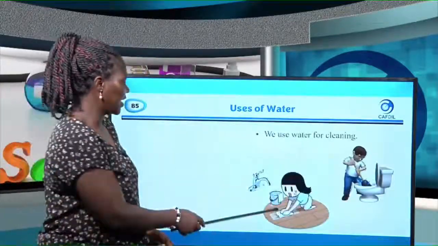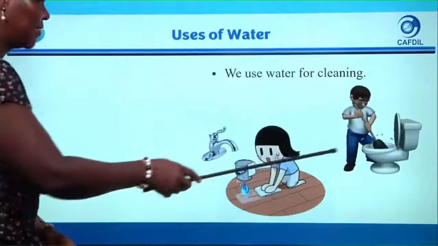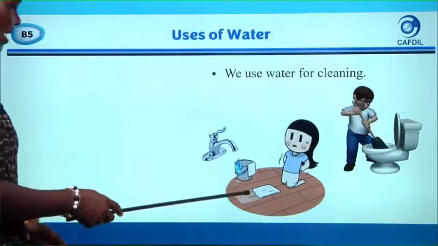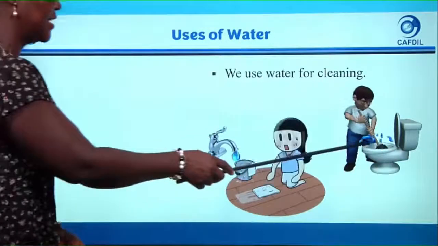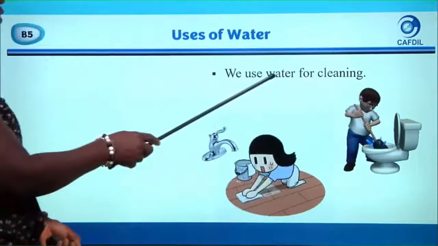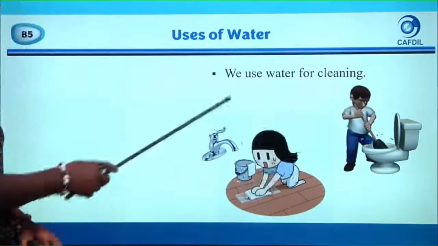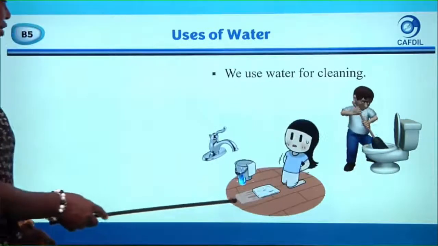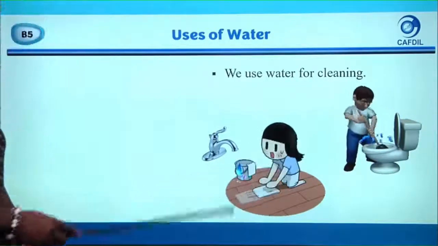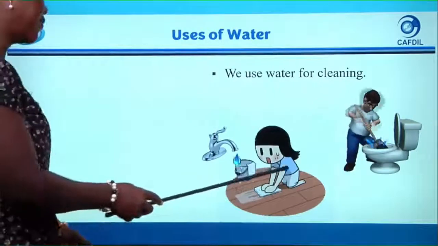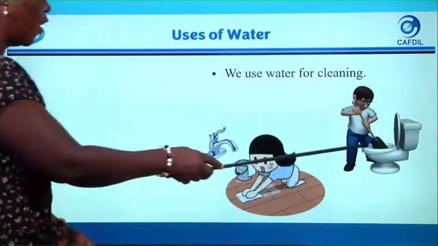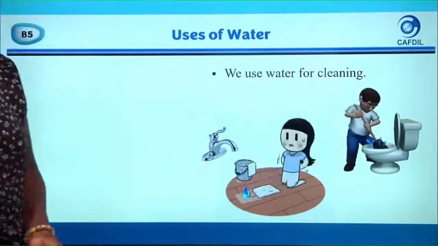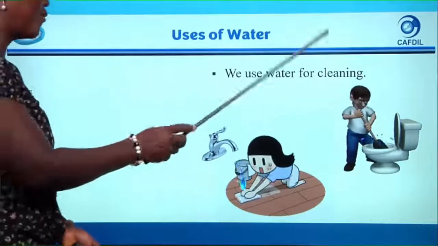Good. Now let's look at it. What are they doing? They are cleaning. This one is cleaning the floor and this one is cleaning the toilet. So we use water for cleaning. We can see the girl scrubbing the floor with water, and the boy too is cleaning the toilet, the water closet, with water.